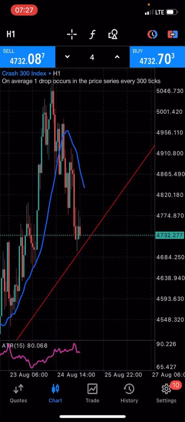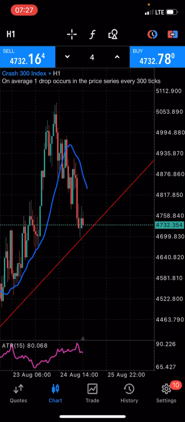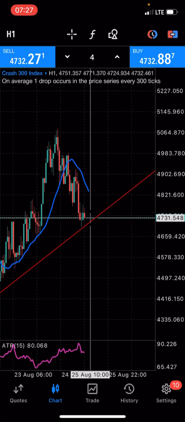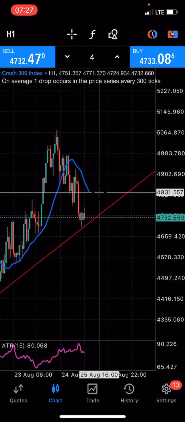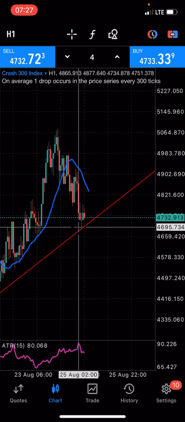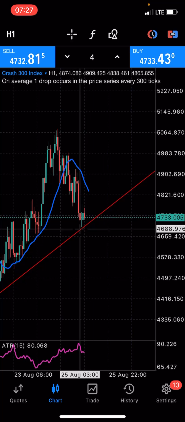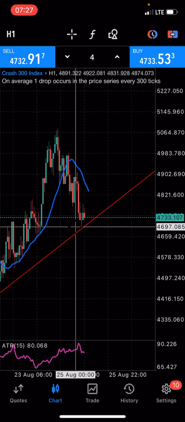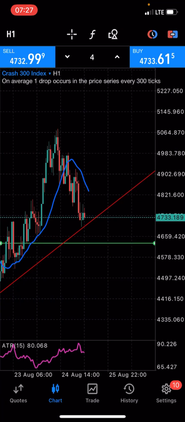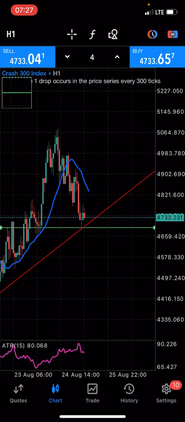So back to the Crash 300. As I said earlier, this might just bounce to this level and now start giving up the scalp that we deserve. So having seen this, also don't forget, this actually looks like a place that market might actually reverse from. Let me put this place here.